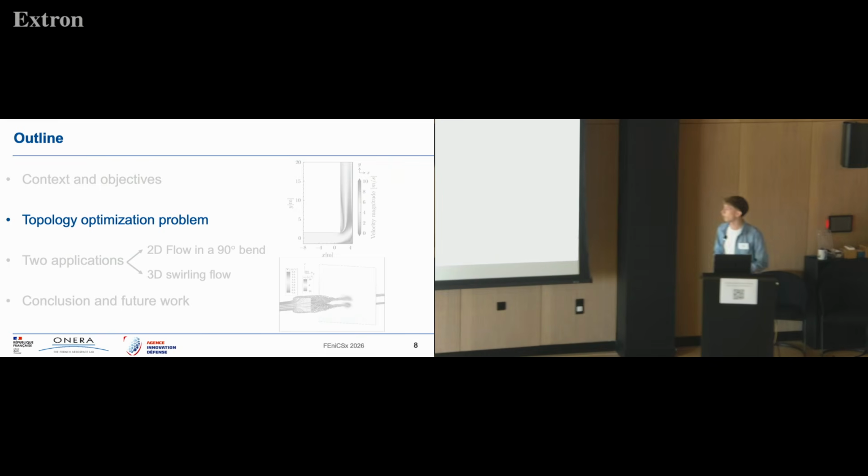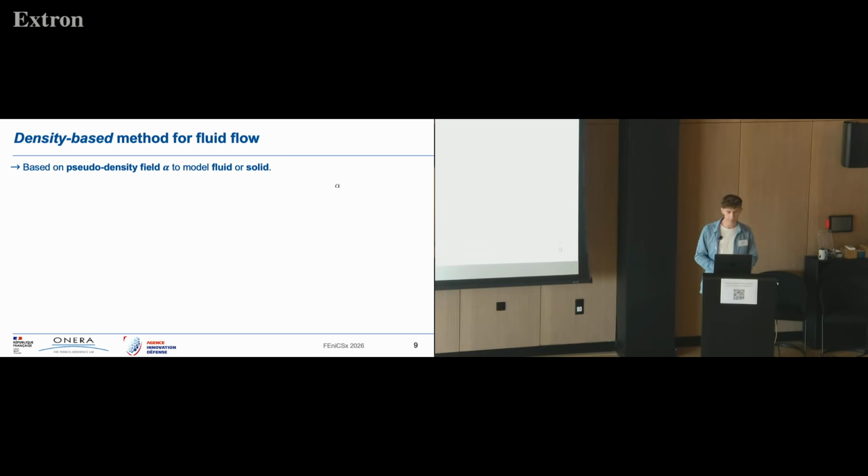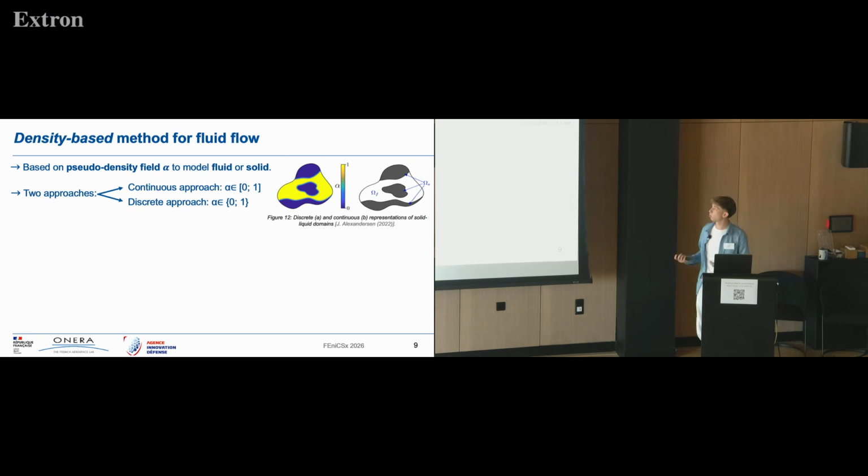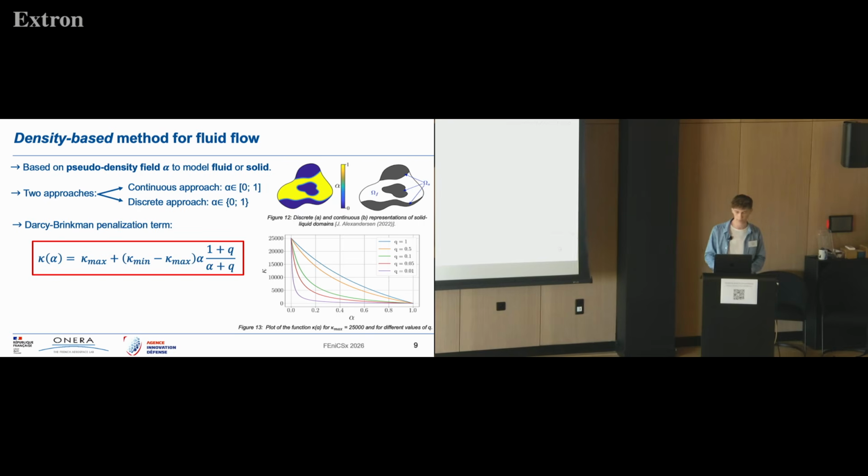Okay, so now let's formulate the topology optimization problem. The most commonly used methods are based on a pseudo-density field, alpha, to model the fluid or the solid. And there are two approaches to represent the fluid and the solid. So there is the continuous approach, where alpha is continuous between 0 and 1, and the discrete approach, where alpha is equal to 0 or 1. So in this study, 0 will be solid and 1 fluid. And in this study, I will focus on this discrete approach.